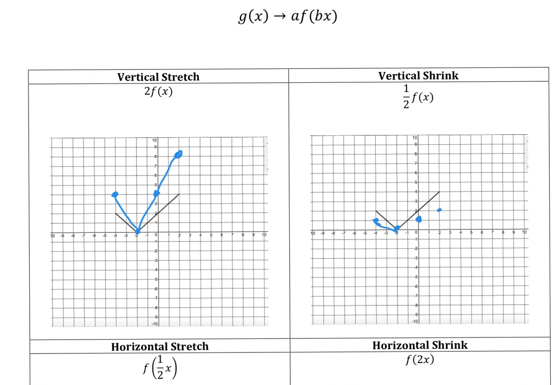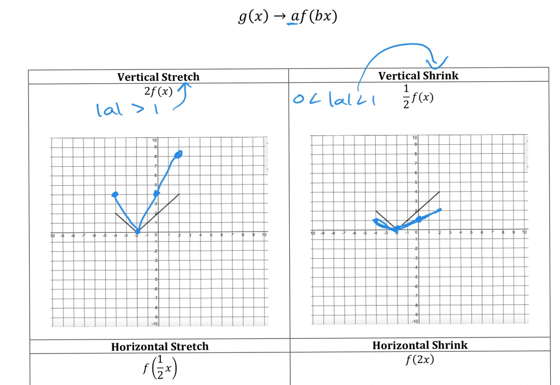We can see, again, this function is a little bit flatter, or we can say that it's vertically shrunk. So to kind of recap here, if we look at our values here, notice that we have an a to represent the number on the outside. If the absolute value of a is greater than 1, we're going to have a vertical stretch. If the absolute value of a is between 0 and 1, instead we're going to have a vertical shrink.